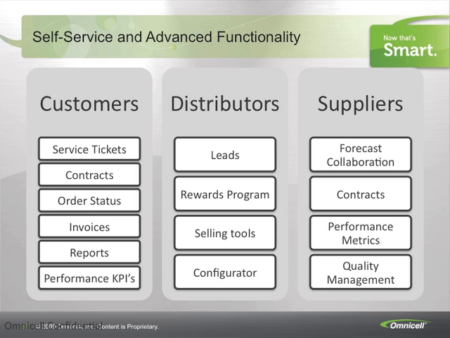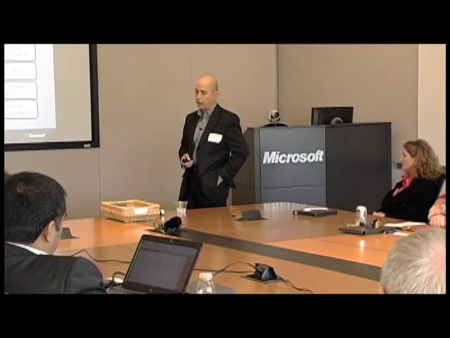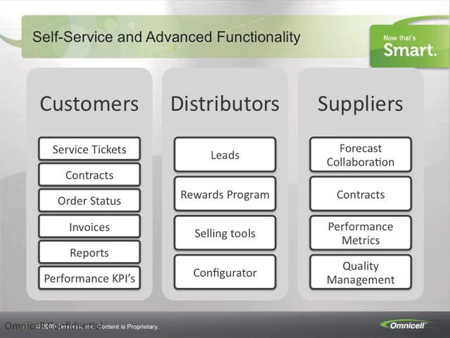I'm sure these are very common across enterprises. For customers, we want self-service capabilities, like being able to open their own service tickets, contract information, order status, status of invoices, reports, performance indicators across the board. For distributors, we generate leads for them. We want to have rewards programs for them, and tools for configuration of products and basically all the selling things they need. And suppliers, of course, all the way from forecast-level collaboration to quality.